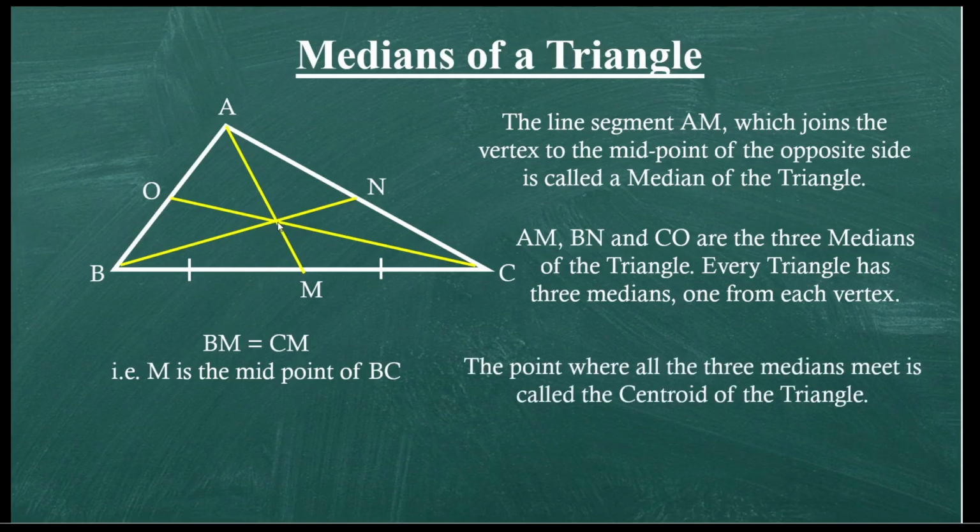Now this point where all the three medians meet is called the centroid of a triangle. So in this case, this G point is called the centroid of the triangle. No matter whatever type of triangle you have, acute angle triangle, obtuse angle triangle or right angle triangle, the centroid always lies inside the triangle.